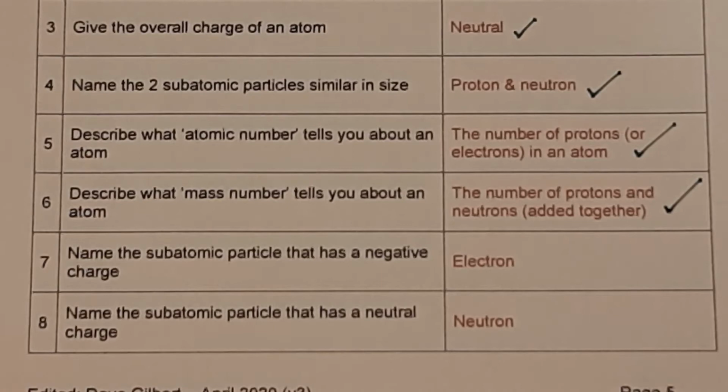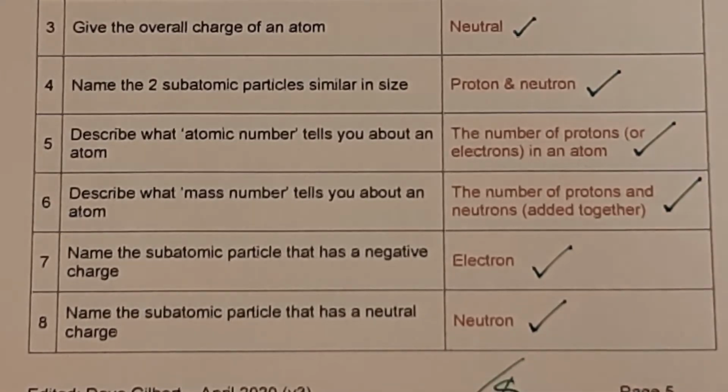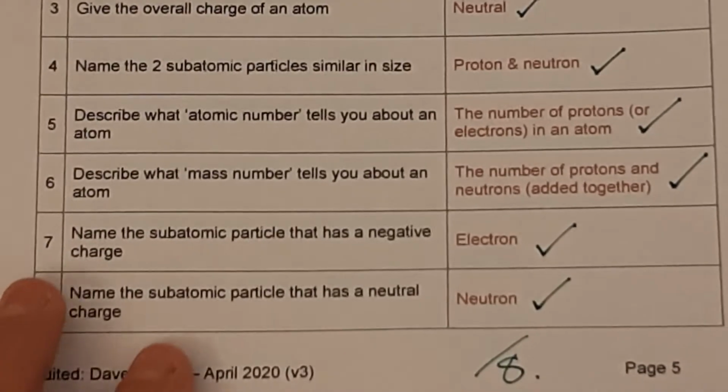Question 7. Name the subatomic particle that has a negative charge. That would be an electron. Question 8. Name the subatomic particle that has a neutral charge. Well, that would be a neutron. Okay, so give yourself a mark out of 8, please. Okay, and then we're going to move on.